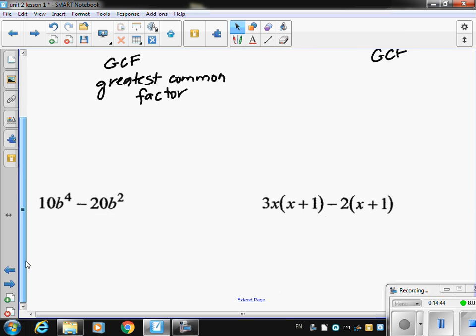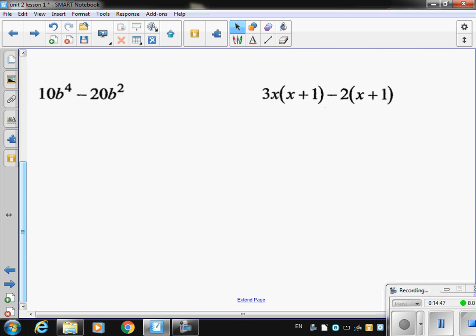10b to the 4 minus 20b squared. I need a greatest common factor that includes both constants and variables that go into both terms. My thinking would be start with the numbers. What divides into 10 and into 20 as big as possible? It'll be a 10. Then I look at my variables. What goes into b to the 4 and b squared as big as possible? B squared would go into both b squared and b to the 4th. So I have my greatest common factor.